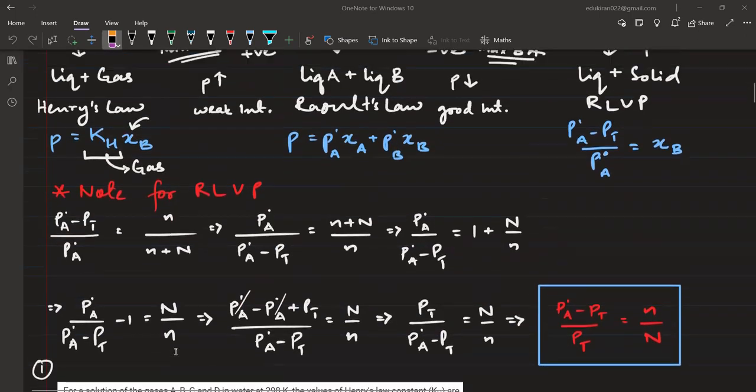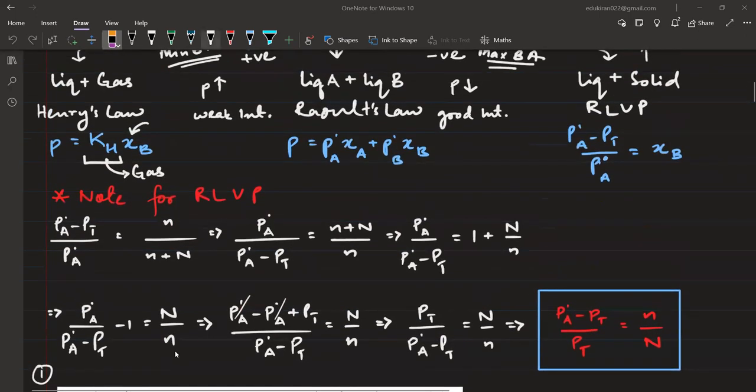Okay. Just there is some note for relative lowering of vapor pressure. So we have seen that (P₀A − P_total) upon P₀A is equal to χB. In χB, small n is for the number of moles of solute and capital N is for the number of moles of solvent. Now, χB will be equal to the number of moles of solute upon the total number of moles in the solution, that is, number of moles of solute plus number of moles of solvent.